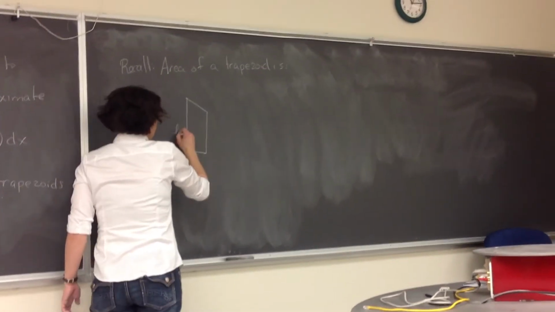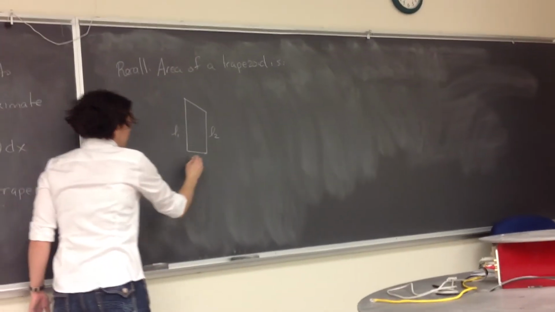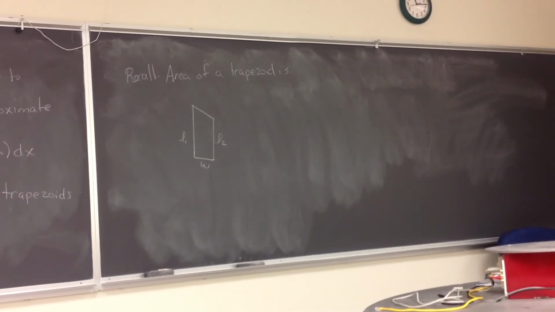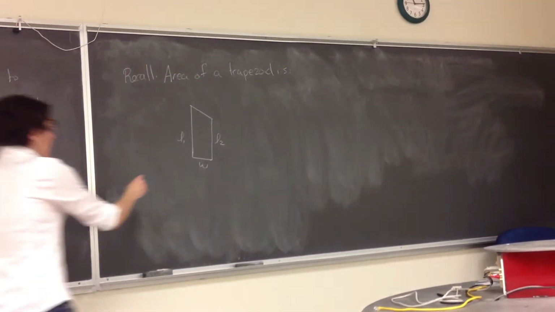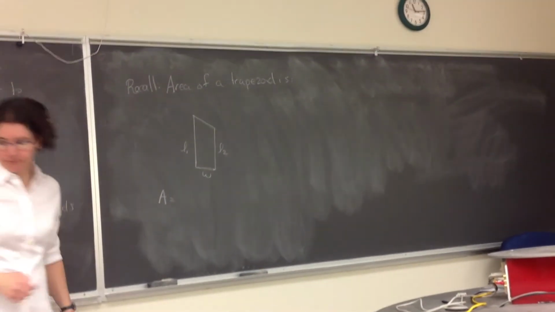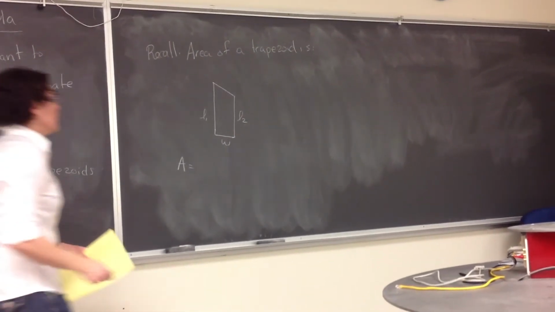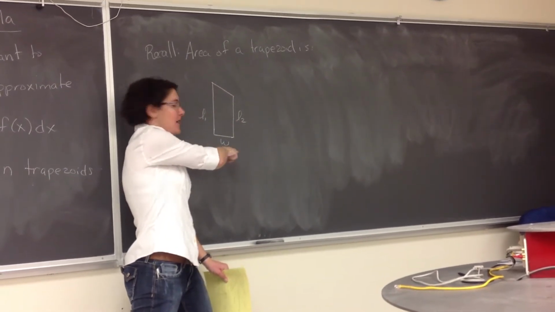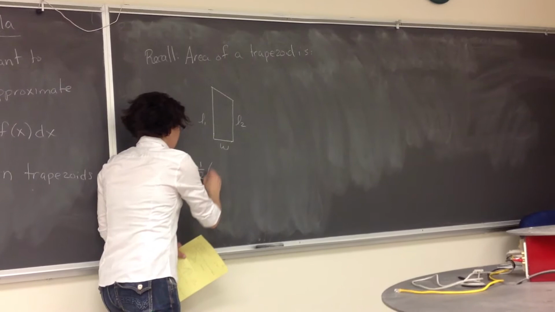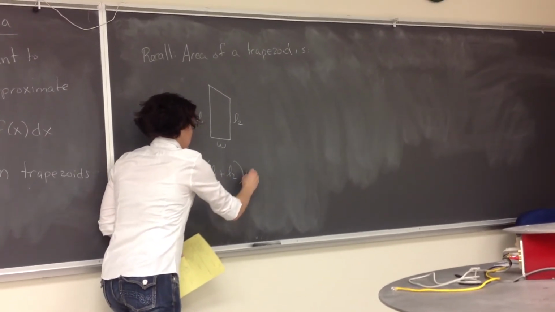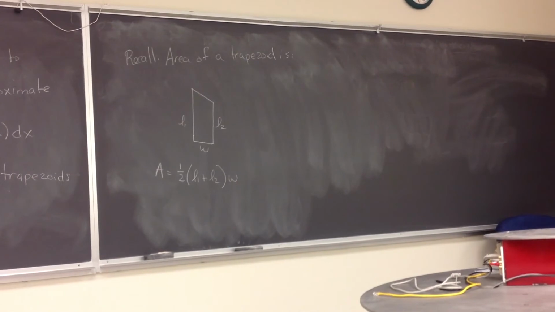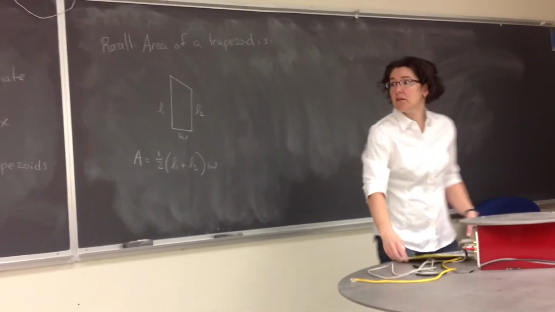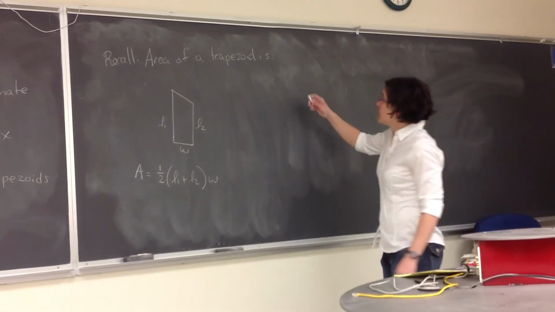I've got two separate lengths, a length 1 and a length 2. And then I have a width, which is the length across the bottom. And so the area of this trapezoid, the way we get the area is that we average the two lengths and then multiply that by the width. And so our area is 1/2 times L1 plus L2 times W. Okay, so here is our formula.